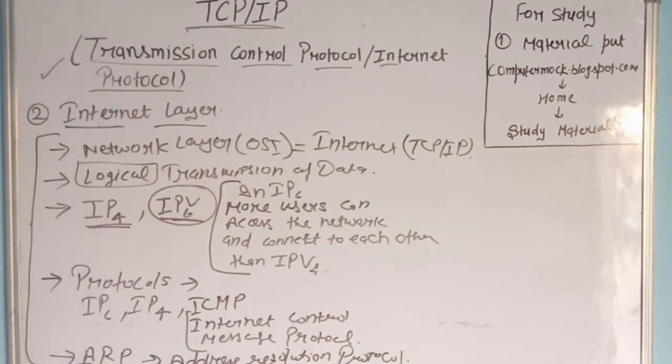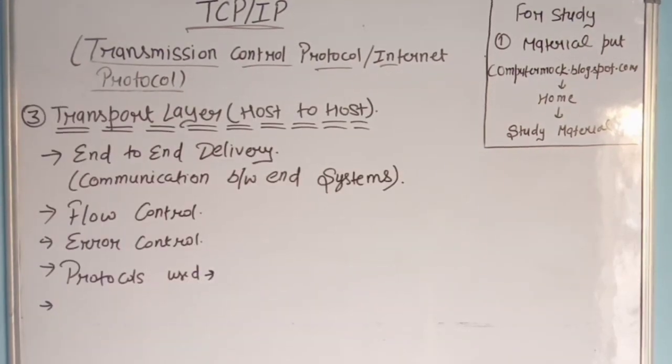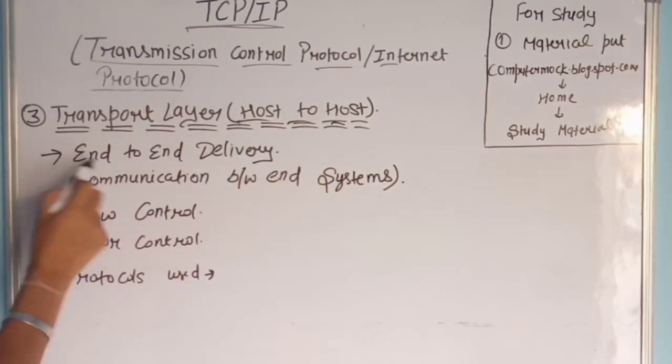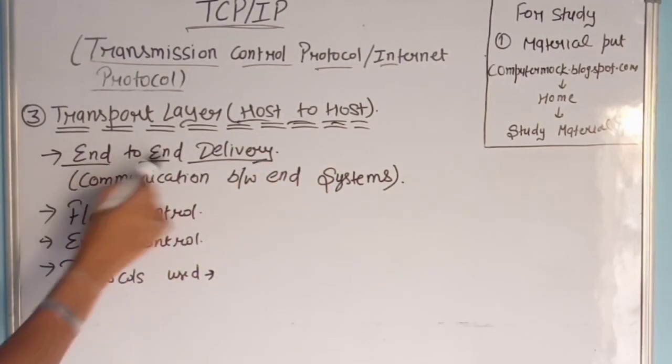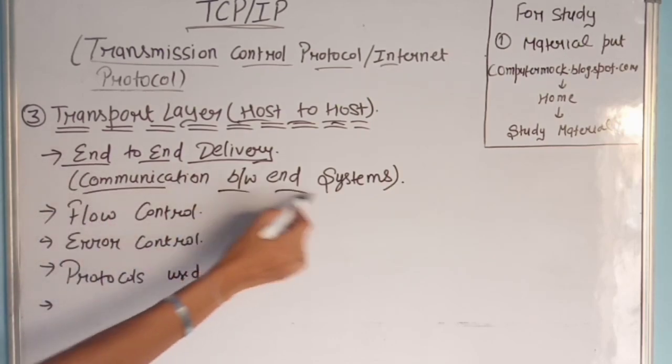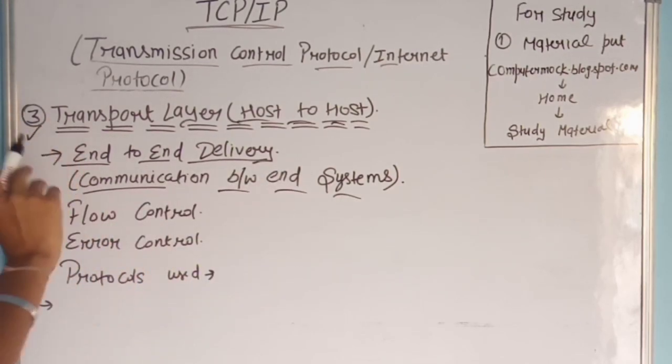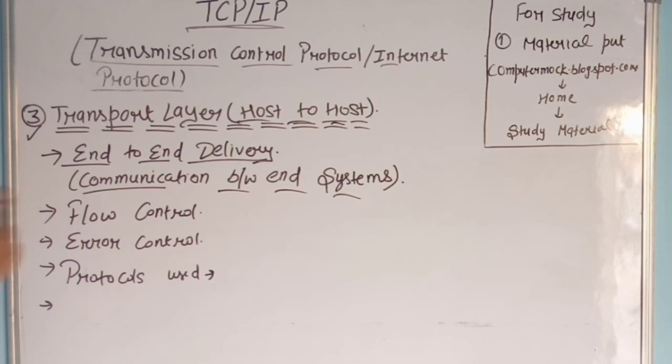Now we will discuss the third layer. The third layer of the TCP/IP model is the transport layer, the same as in the OSI model, and the working of the transport layer in TCP/IP and OSI is the same. In the TCP/IP model we can also call the transport layer the host to host layer, because it delivers data from end to end. So we can also call it communication between end systems. In the transport layer, more questions about end to end are raised in every paper.